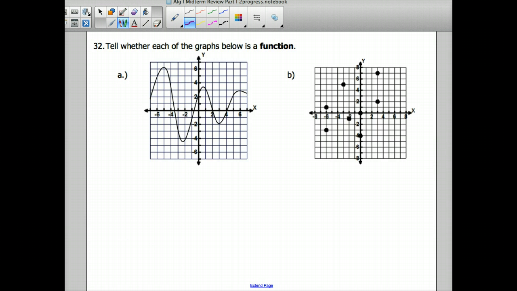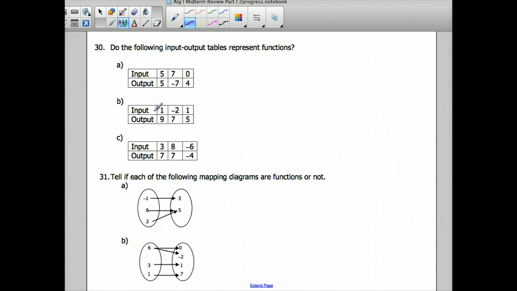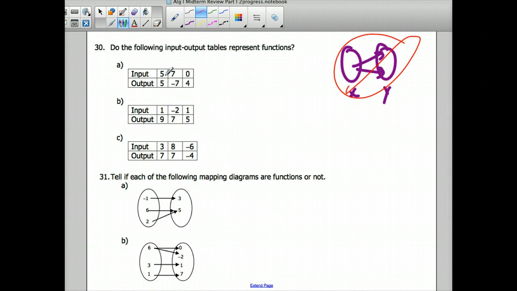Let's look at a couple more. Do the following input-output tables represent functions? Alright, well, can we ever draw this? If we can draw a picture like this where our input is mapped to two outputs, then it's not a function. So we have three different inputs, three different outputs. That would look something like this. And so yes, this is a function.